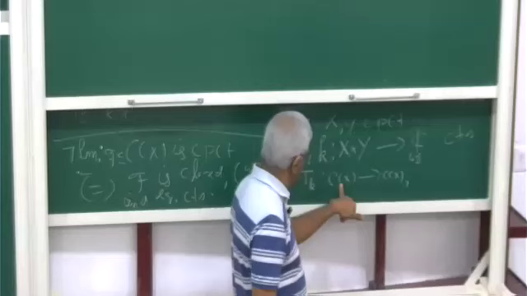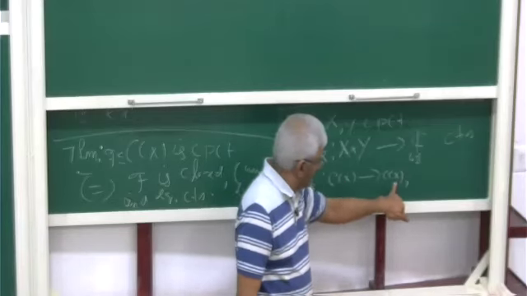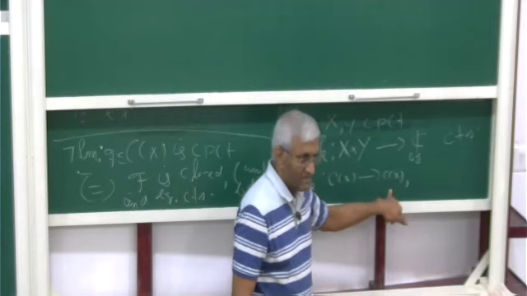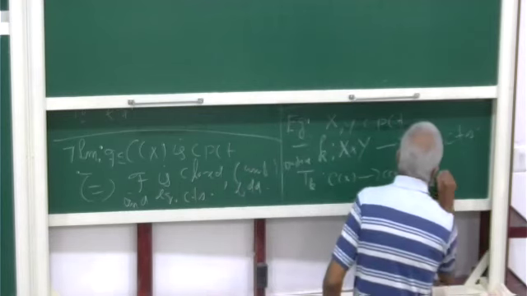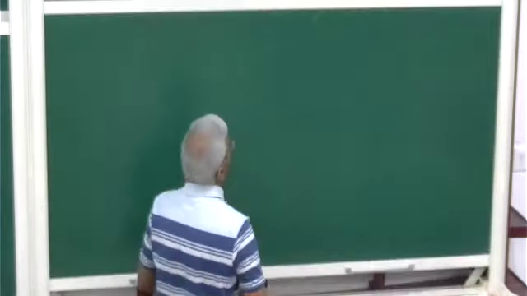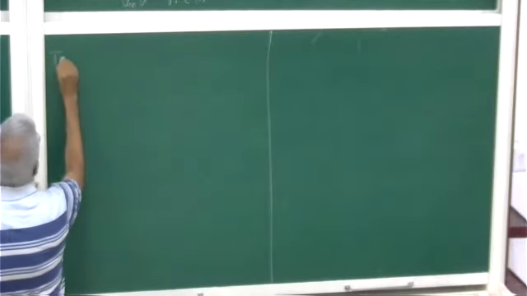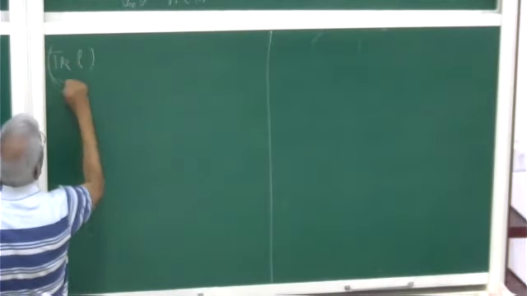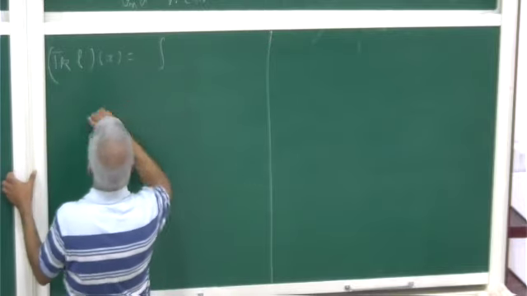So if you take an f here and apply Tk, that should be a function here. So you have to say what it is at x. That's what you have to say. So Tk acting on a function at x. This is the definition: Tk f acting on x is equal to the integral over X.